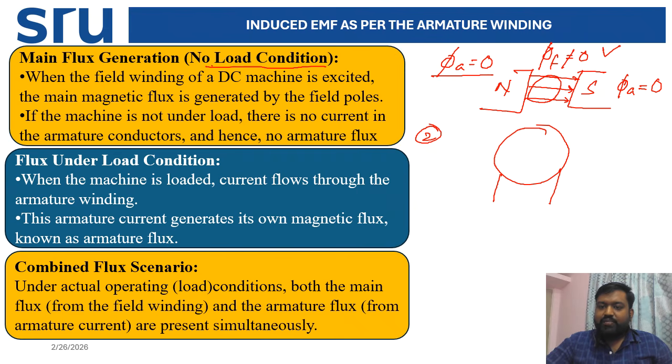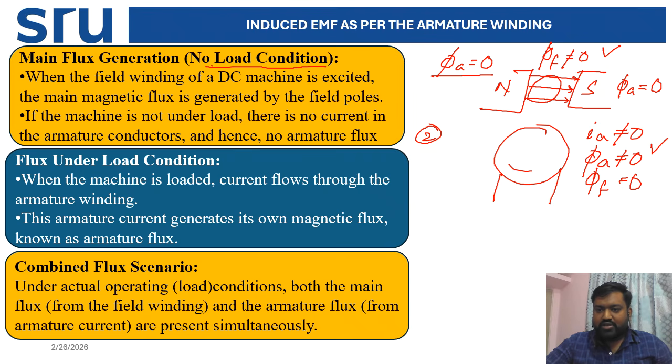Due to the armature current, if the armature current is not equal to zero, then the armature flux is also not equal to zero. As the field is not there, the field flux is equal to zero. So under load condition, the armature flux is not equal to zero. That indicates that it is due to the armature current.